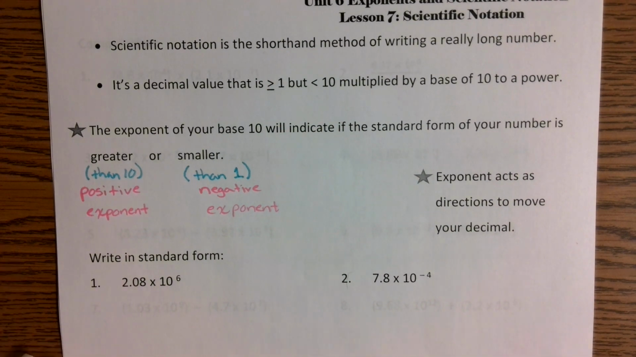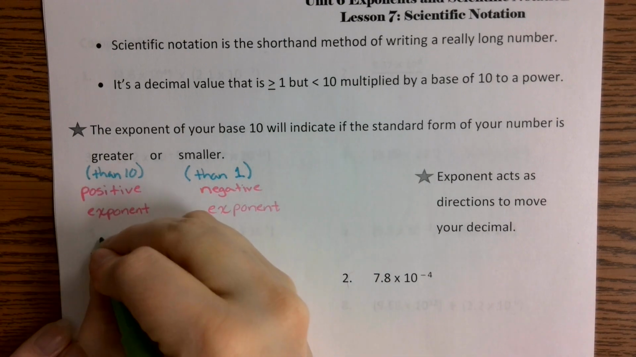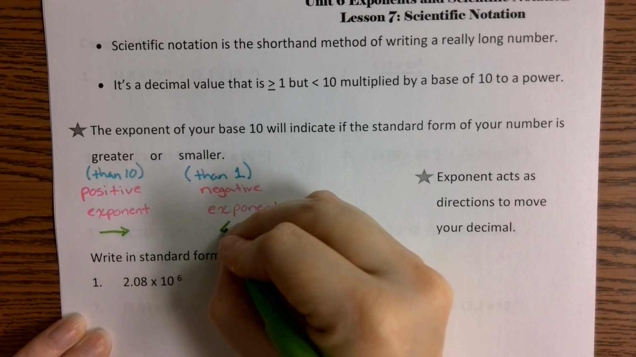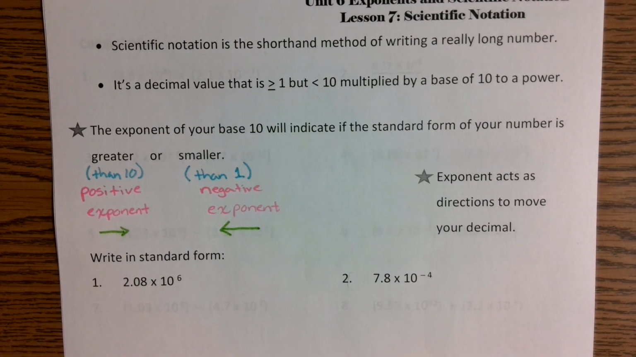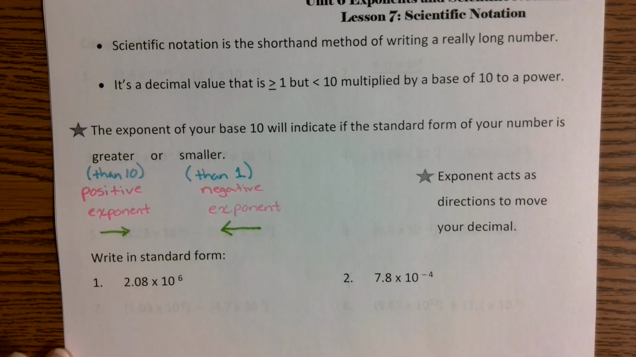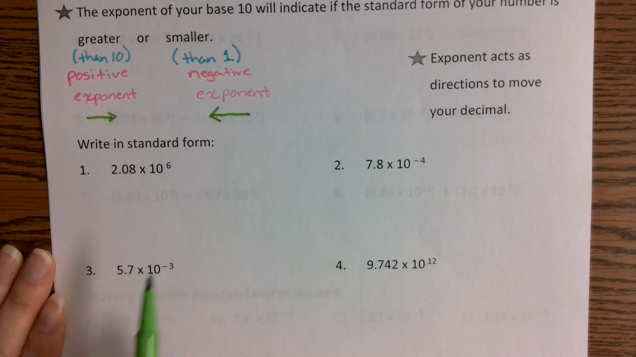Okay, so if you want to put that down, you can. For positive exponents, you're going to be moving the decimal to the right. With a negative exponent, you're going to move your decimal to the left when you are translating scientific notation to standard form.